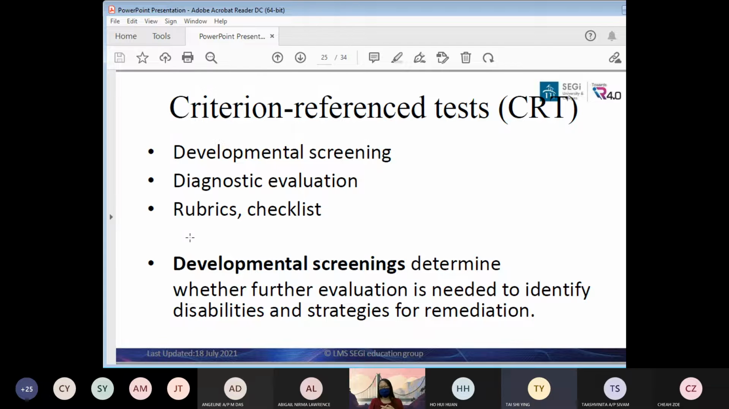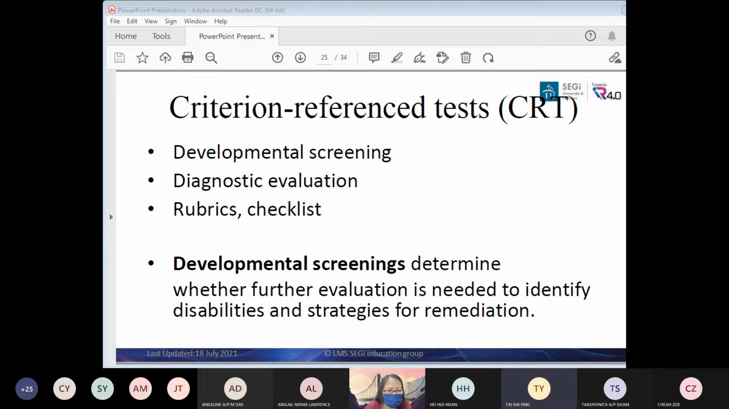All right. Developmental screenings determine whether further evaluation is needed to identify disabilities or strategies for remediation. That means whether you need any further remedy or not. It compares a person's knowledge or skills against a predetermined standard. Predetermined standard means the rubrics. It's supposed to do like this, like this, like this. Did you do like this, according to the rubrics? So that's the thing. And it is not comparing you with other students.